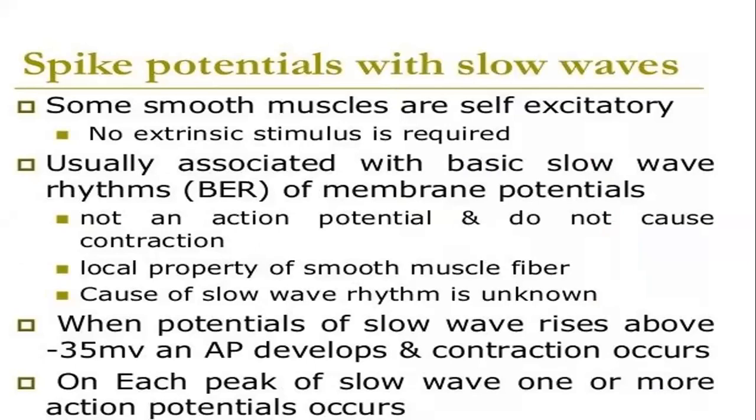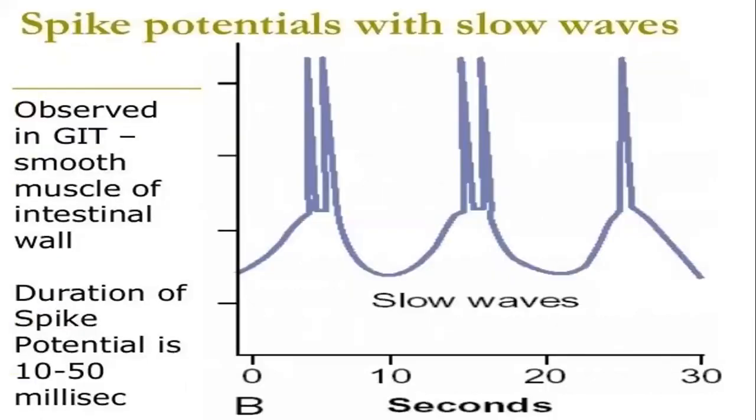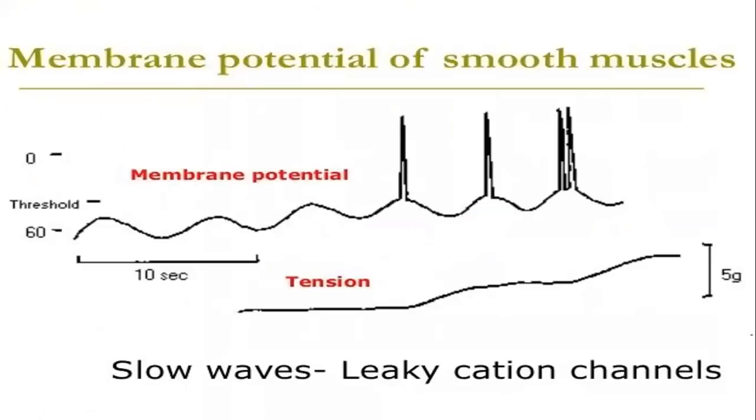Spike potential with slow waves. Some smooth muscles are self-excitatory. No extrinsic stimulus is required. You can see the basic slow waves of membrane potential. These are not action potentials. Now, spike potentials in this picture with slow waves. You can see these in the GIT, smooth muscles of the intestinal wall. Duration of spike potential is 10 to 50 milliseconds.